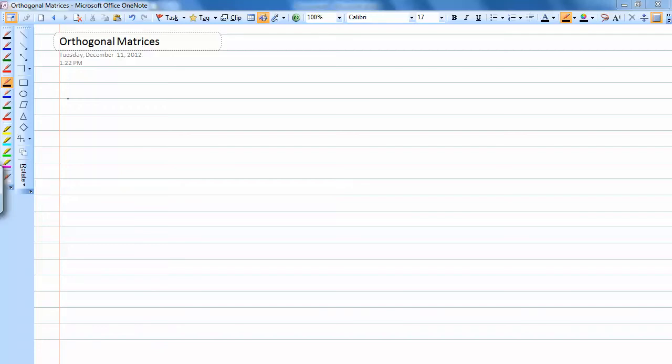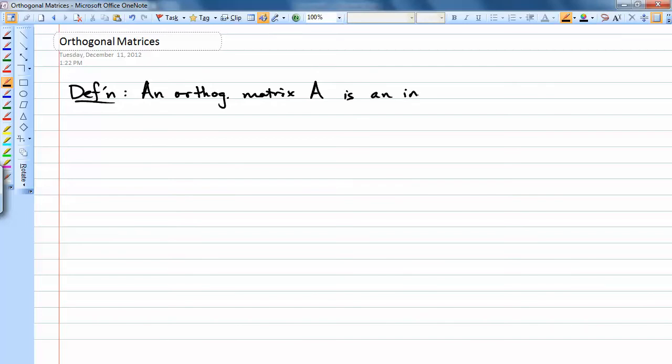So anyway, the definition of an orthogonal matrix. Let's say A is an invertible one, and it has the property that A inverse is the same thing as A transpose.